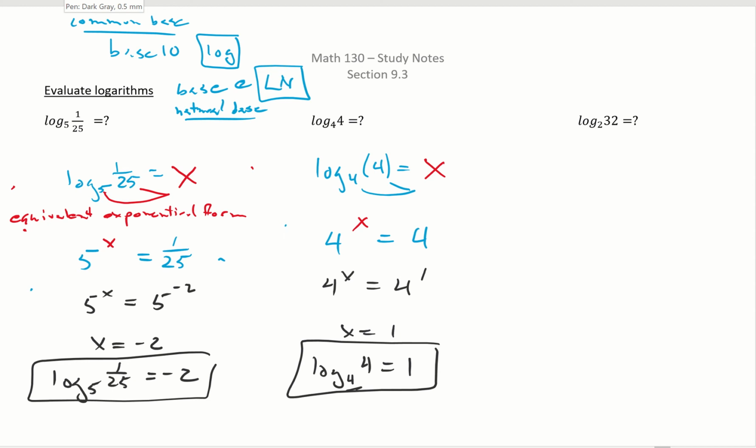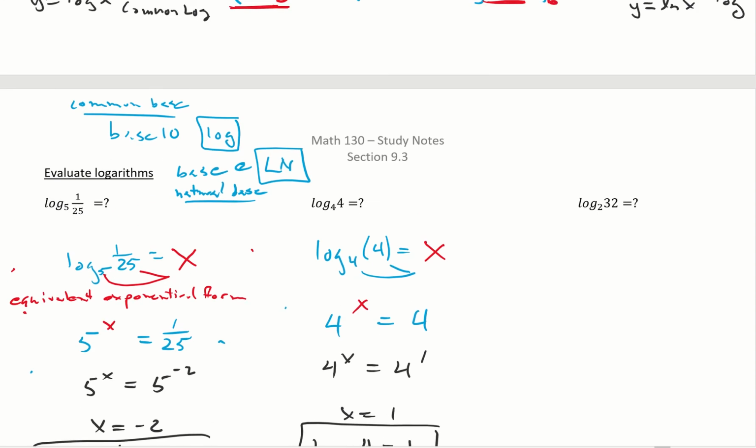Or you can think of it looking like this: log base 4 of 4 to the 1. Remember last time I said, hey, these guys cancel each other out and you get 1. That's another way of doing the same problem. This one could have been done as log base 5 of 5 to the negative 2. Cancel, negative 2. Do you see that? If you want to look at it that way, you can do that. You want to try it on this one? Let's try it on this one. What power of 2 is 32?